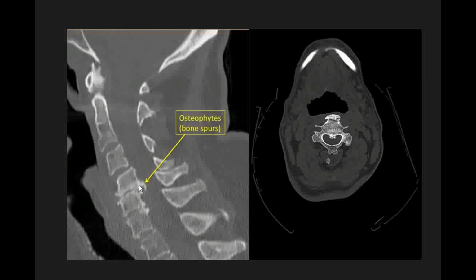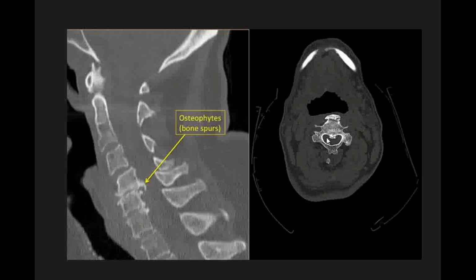If the patient falls forward and hits their head, or gets in a car accident or falls off a ladder, etc., and the head snaps back, you can imagine the spinal cord pushing against these bone spurs, causing injury to the central part of the spinal cord.